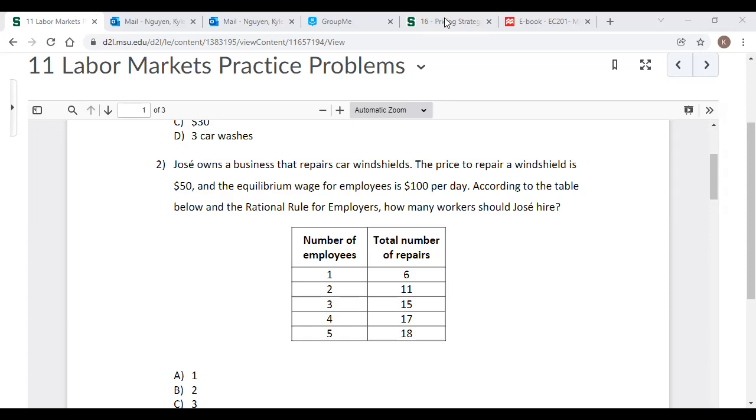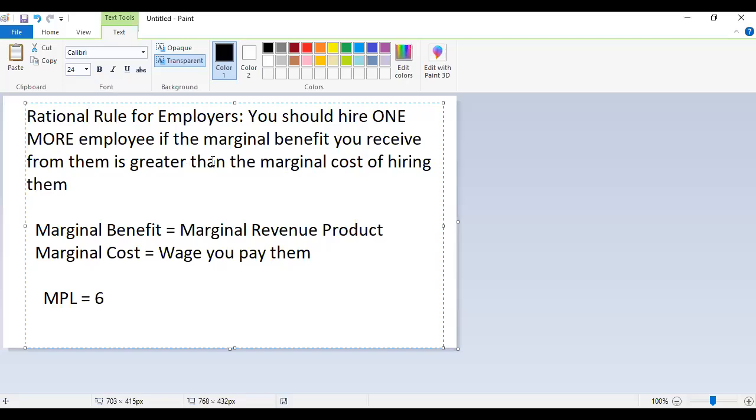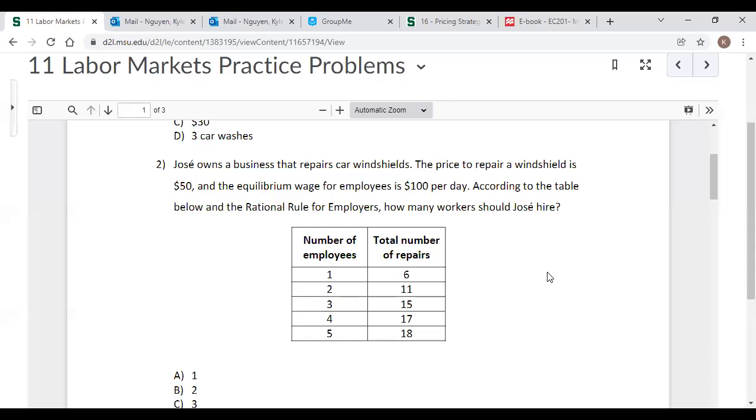And we actually need to amend the definition I wrote earlier. It's great if the marginal benefit you receive from them is greater than or equal to the marginal cost of hiring them. So yes, we should hire a fourth employee because the benefit is not less than, it's equal to. Does everyone understand how I did all of that? Okay.